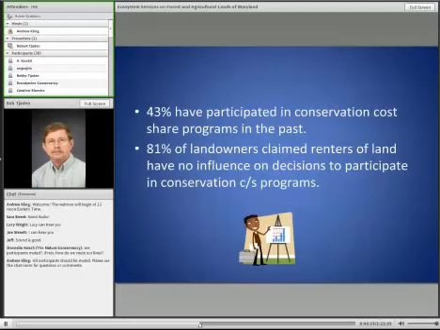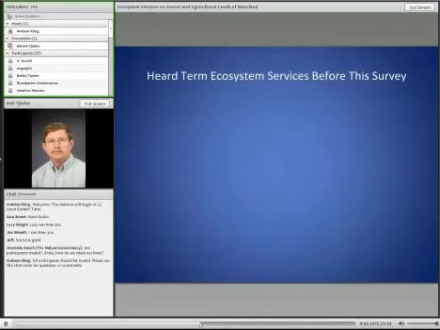Okay, so one of the first questions we asked them, have you heard the term ecosystem services before this survey? And what do you think the answer was? No. 57% of all respondents said they'd never heard the term before.